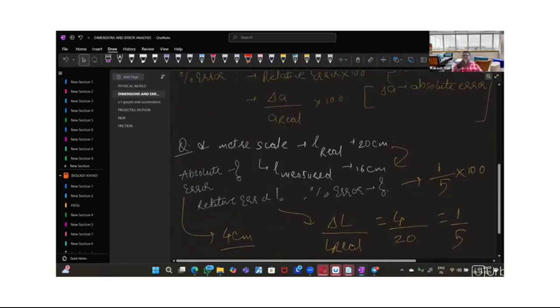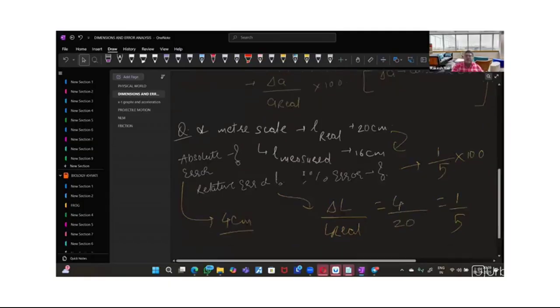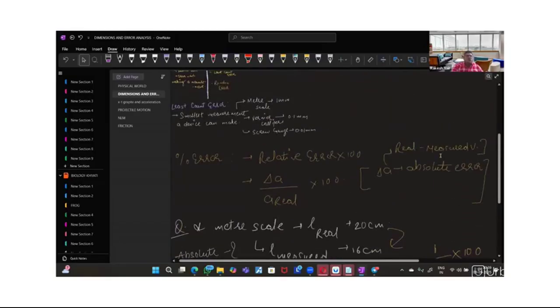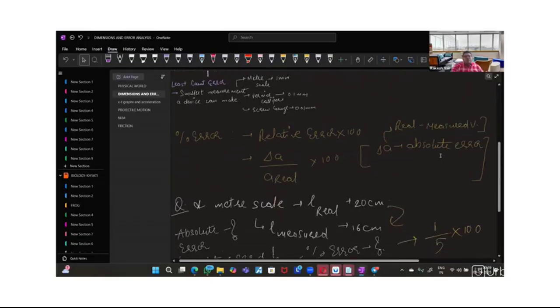Now let's consider a question in which a meter scale gives us measurements, where the real length is 20 centimeter. We need to calculate the absolute error where the measured value comes out to be 16 centimeter. Relative error and error percentage also need to be calculated. How will we do the calculations? Absolute error is 4 centimeter, 20 minus 16. Relative error is delta L upon L real, which is 4 by 20, which is 1 by 5. And percent error, multiplying it by 100, will give you the error percentage.